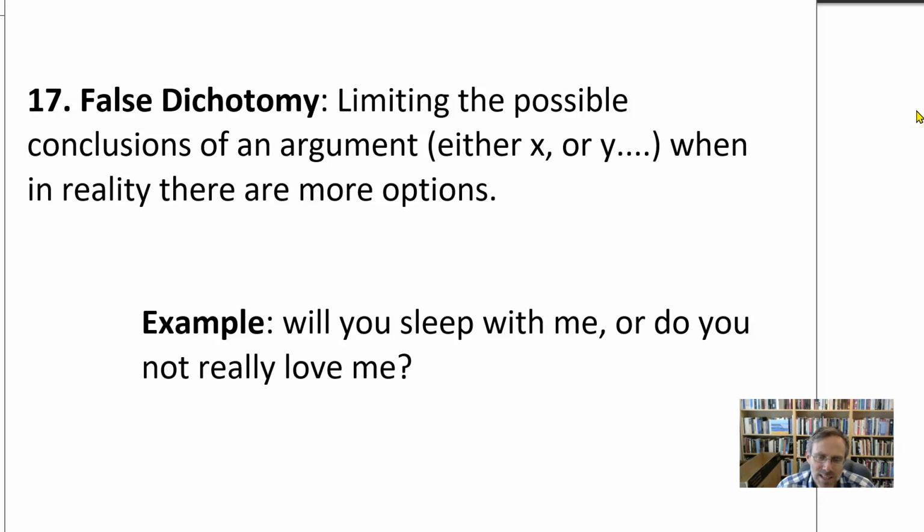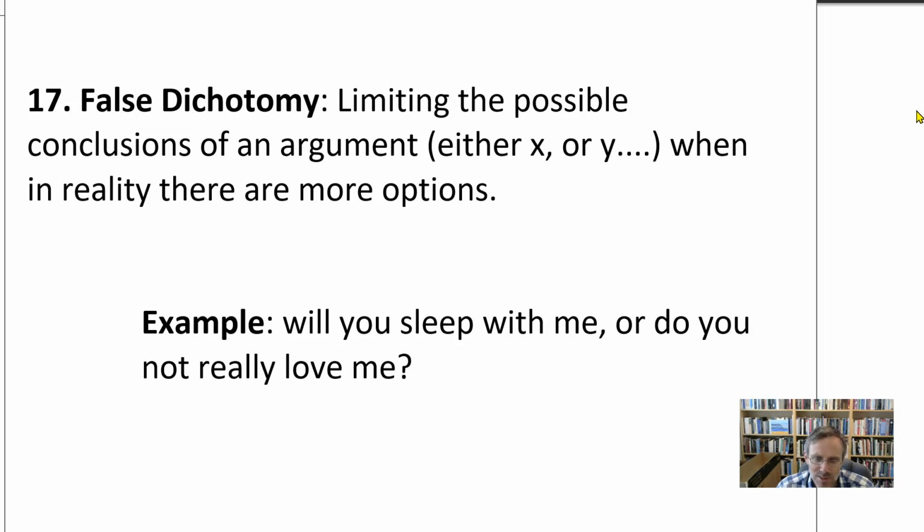It's called false dichotomy, and a false dichotomy is committed whenever we limit the possible conclusions of an argument to only two, when in reality there are more. It could be a false dichotomy that has 3 options. You can call it a false trichotomy.